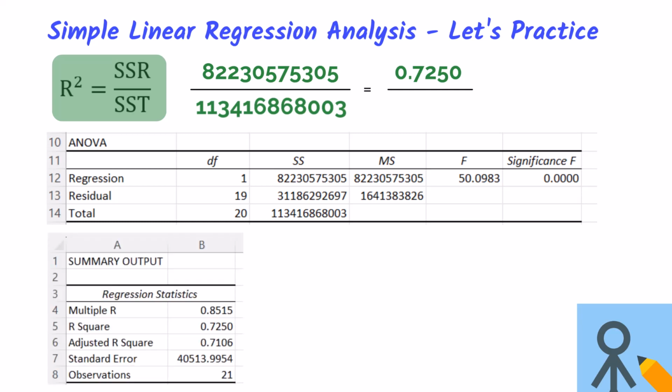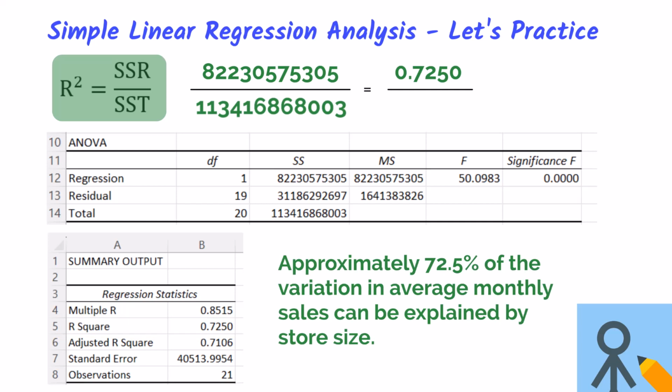As you can see, the regression output also provides us with the R squared in this table here, which is at the top of the full regression output. The multiple R is the correlation coefficient that measures the strength of the linear relationship between the two variables. So if we take 0.8515 and square it, we get 0.7250. So that checks out from the prior slide. So we can say that approximately 72.5% of the variation in average monthly sales can be explained by store size.